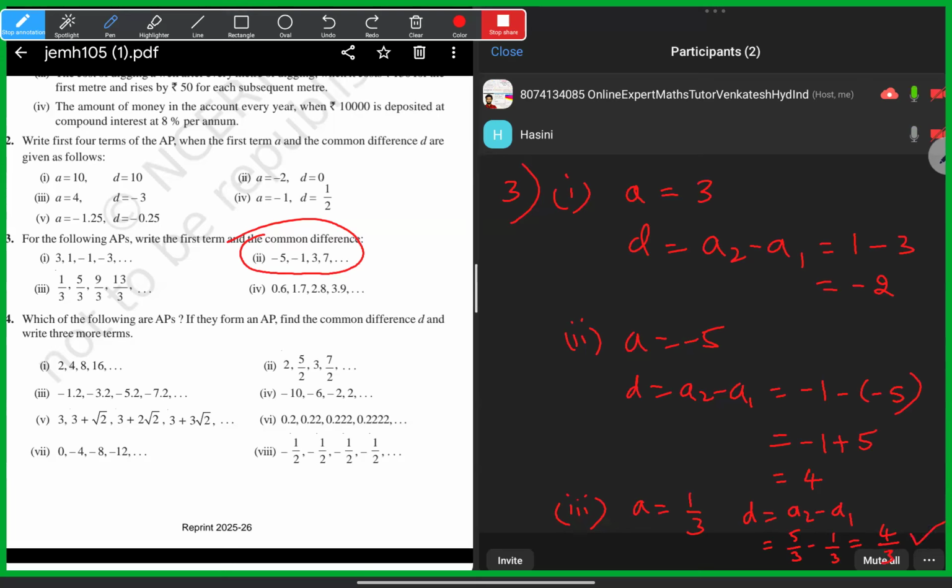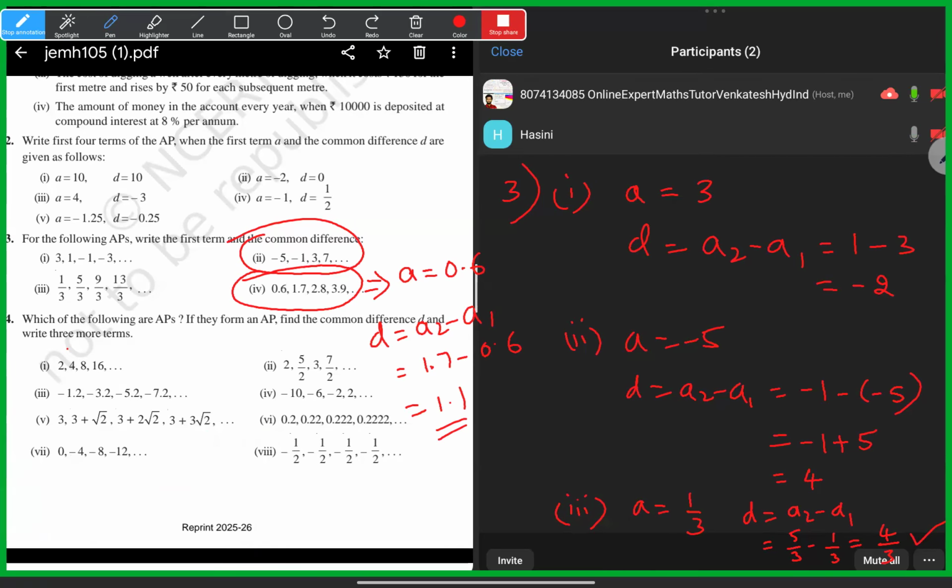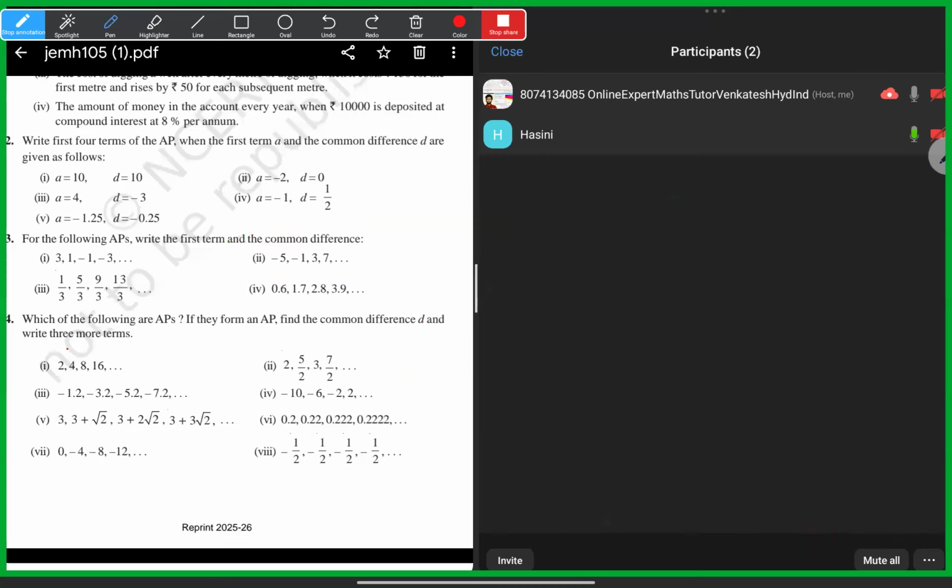4 by 3. Now finally fourth bit, Asmi. Here only I am doing it. A is 0.6 and D is A2 minus A1. It is 1.7 minus 0.6, which is 1.1. Any doubt? No, sir. So this is about the third question. Shall I delete it? Yes, sir. Okay. Now finally fourth one.